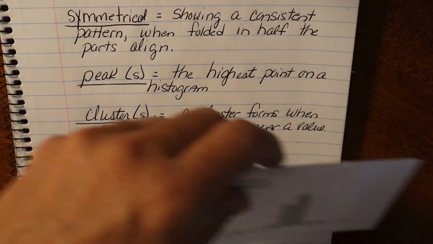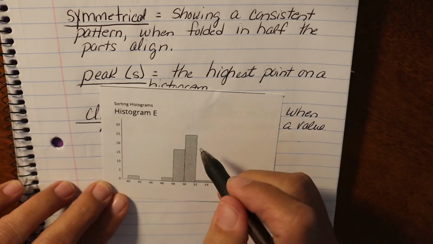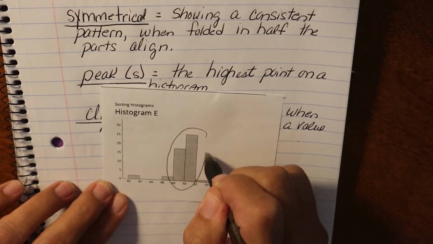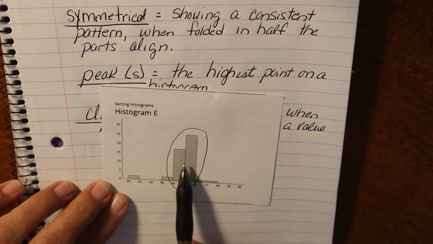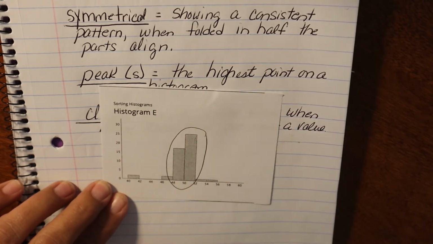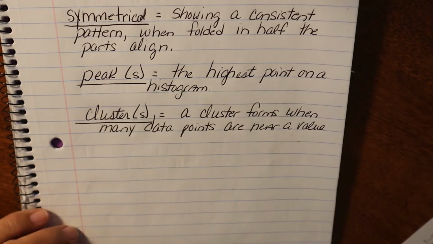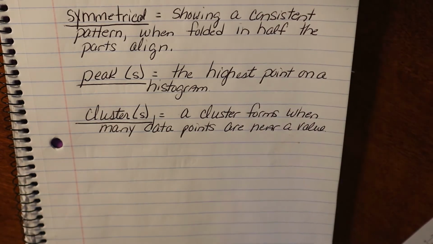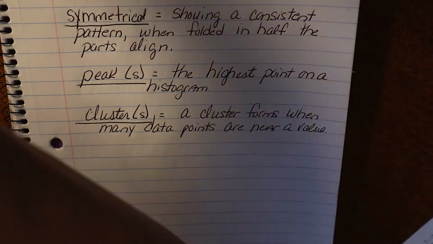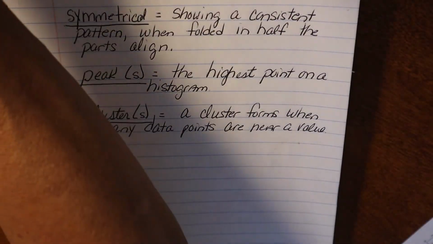Let's look at this histogram. Again, I see one cluster right here, a lot of data values clustering around here. This definitely has a cluster. Let's see here, another cluster. I'm trying to find one that might have multiple clusters. See if I can find one.